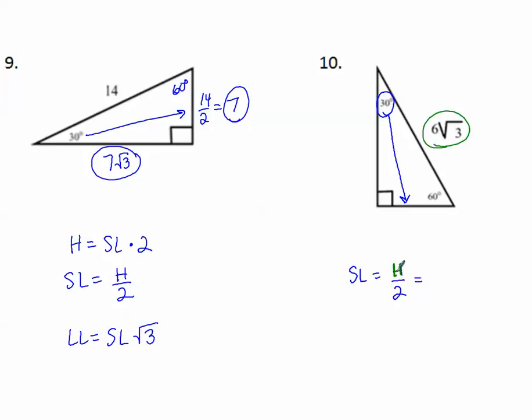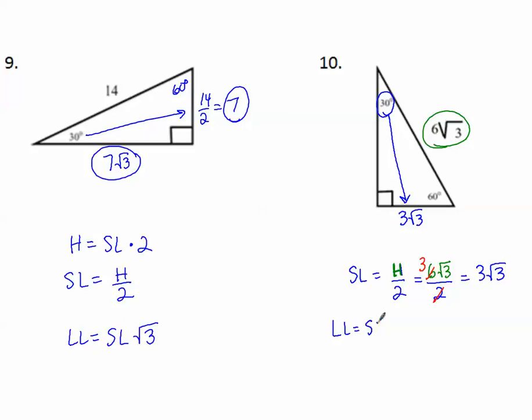In place of my hypotenuse, I'm writing 6 square root of 3. I'm dividing it by 2. Well, 2 is outside the radical, 6 is outside the radical. 2 goes into 6 3 times. So what is my short leg? 3 square root of 3. There's my short leg. How do I find the long leg?